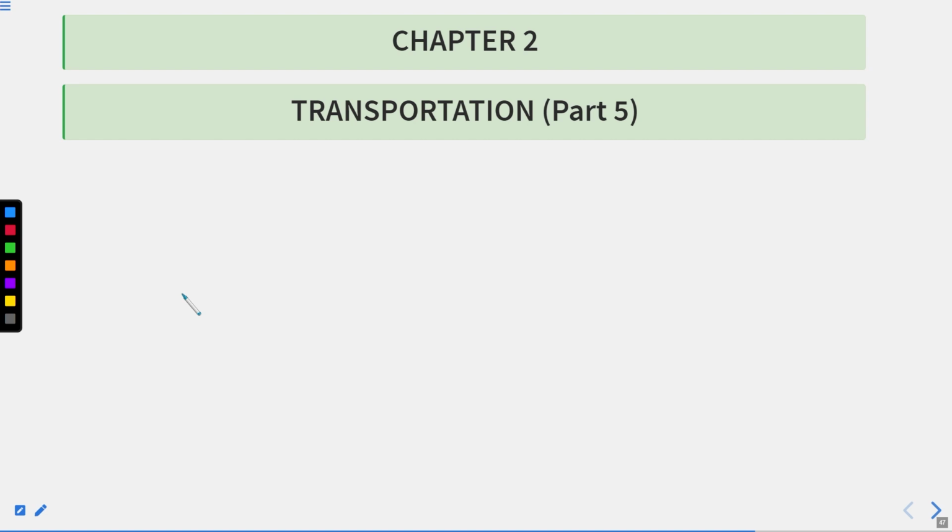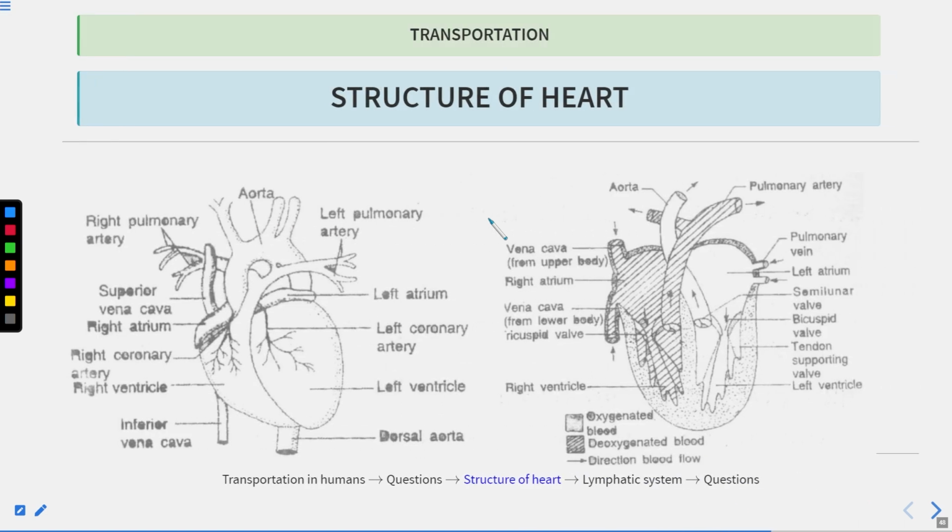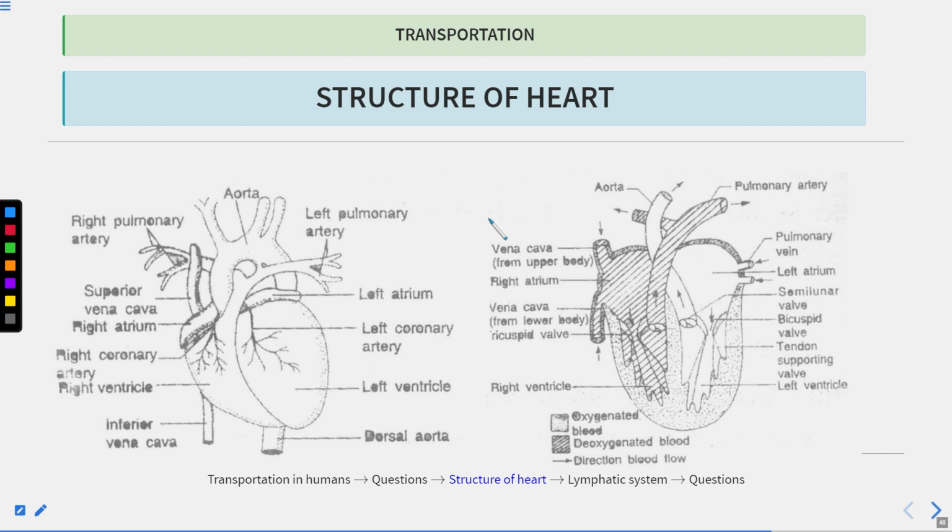Before starting, I would like to mention that in this lecture, we'll be studying the heart. What is the structure of the heart and how blood flow takes place within the heart. So let's start with this lecture. Here in this image, first of all, I'll give you a brief idea about the structure of the heart, and then we will discuss that in detail. The image on the left shows you the structure of the heart.